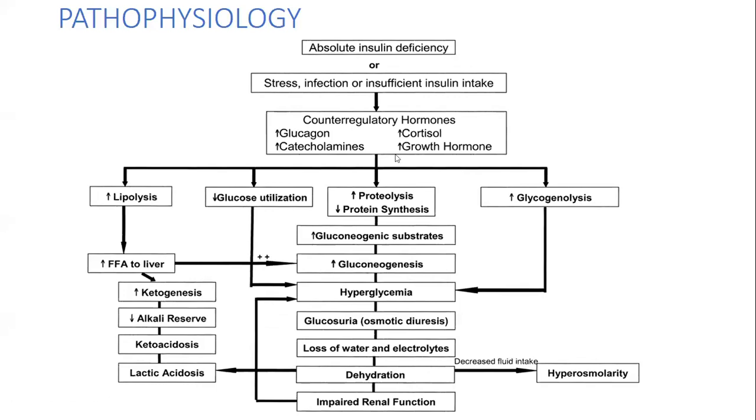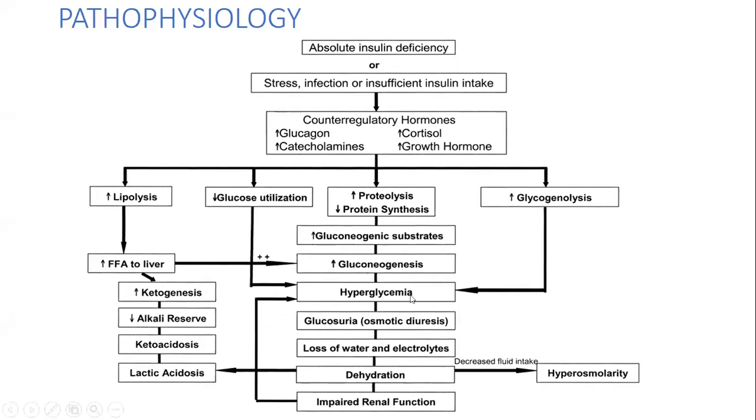Then, because there's no insulin, there will be increased breakdown of proteins and decreased protein synthesis. And also there will be breakdown of glycogen. Remember, the cell is surrounded by a lot of glucose, but there's none entering the cell. So the body recognizes that there's no glucose, so it tries to compensate, and that's why there's breakdown of proteins and breakdown of glycogen and reduced glucose utilization.